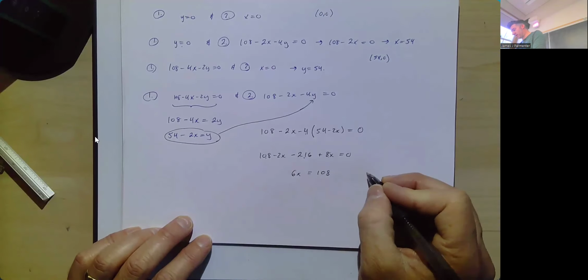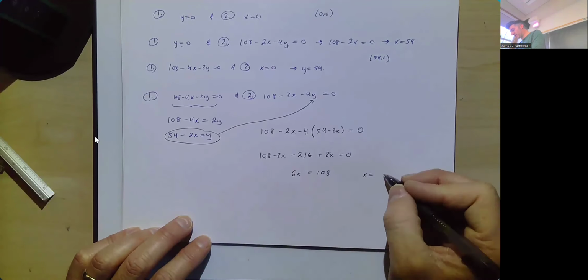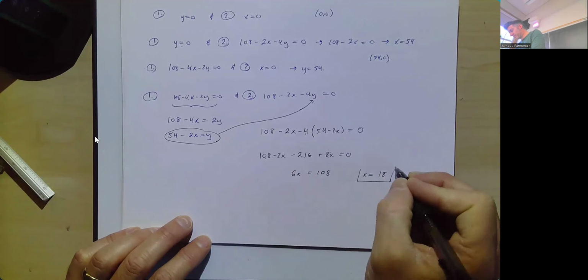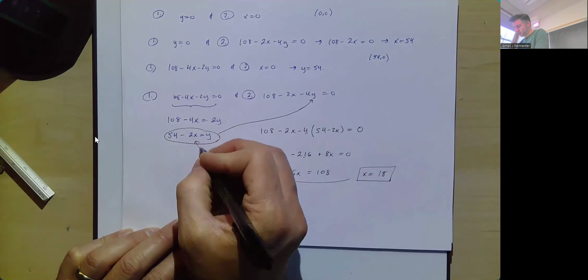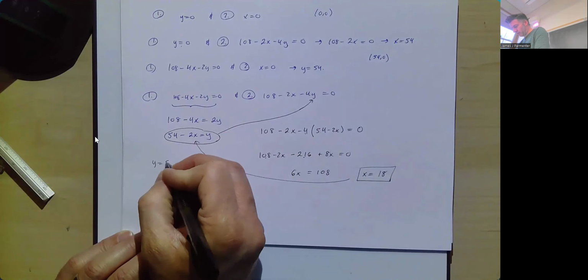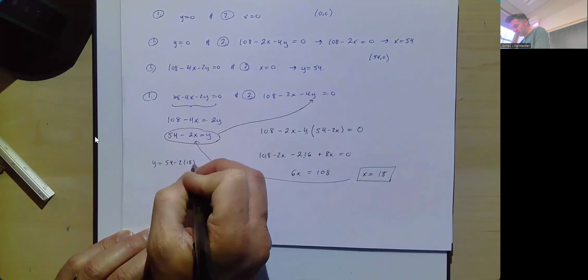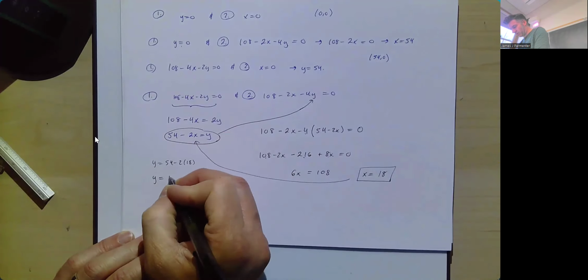Finally, dividing by 6, 108 divided by 6 is 18. And if I plug that back in over here, y is going to equal 54 minus 2 times 18, which is 54 minus 36, which is also 18.